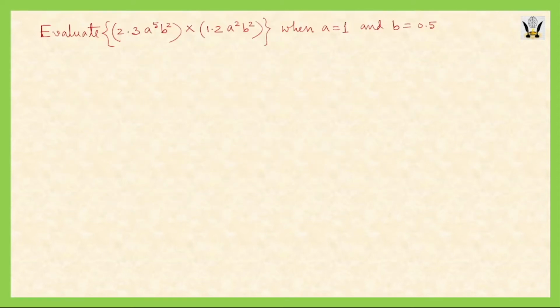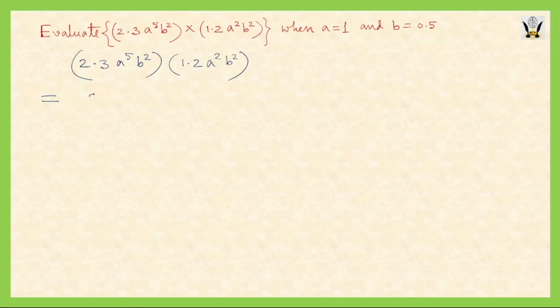The next problem is also related to multiplication of two factors in an algebraic expression, but it is a bit different, where the a and b values are given. So finally we have to put in the values of a and b, and we will get the simplified answer of this expression in numeric form. So let's proceed with this solution.